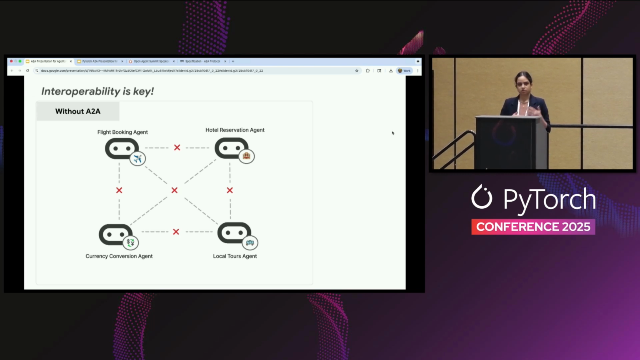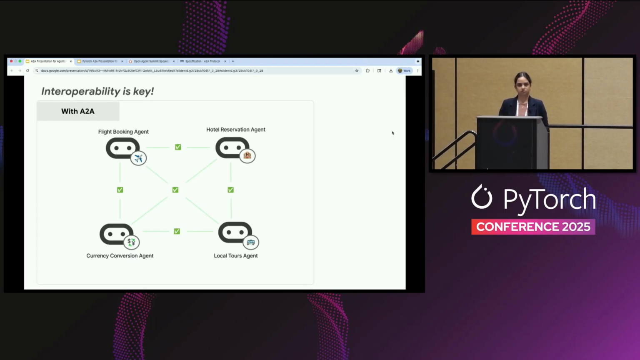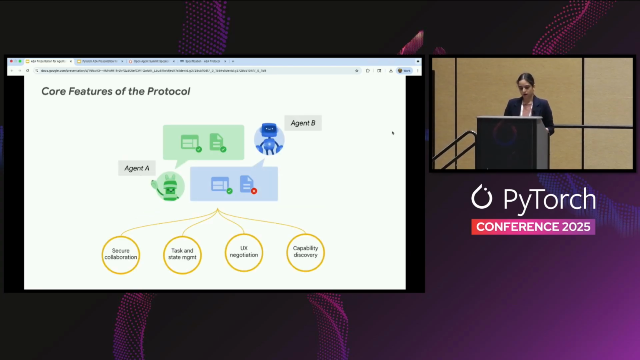As discussed in the previous example, without A2A, you have all these agents. They're disparate. They are not able to collaborate, let alone discover each other dynamically. And with A2A, they are able to interoperate. The core features of the protocol are, number 1, secure collaboration. It's ensured via HTTPS. Next is task and state management. So think long-running operations, asynchronous operations.